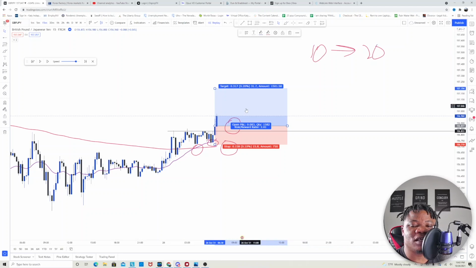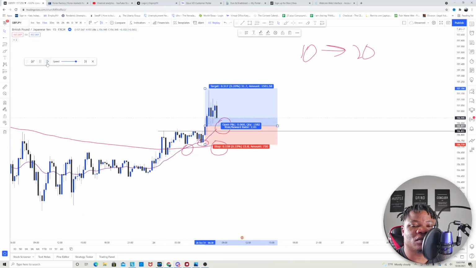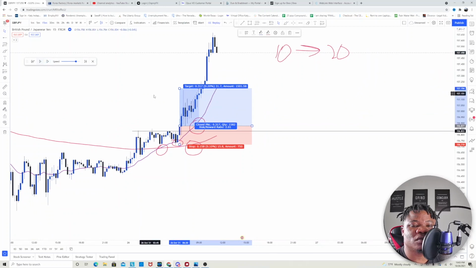So let's see how this trade played out. We're trying to target 31 pips, stop loss 15 pips, and we have our risk to reward ratio as 2 times. Right there, we got our take profit smashed for 31 pips, stop loss 15 pips, risk to reward ratio 2 times. So guys, this is exactly how you use this strategy to get into a buy position using the 25 EMA and the 200 EMA.